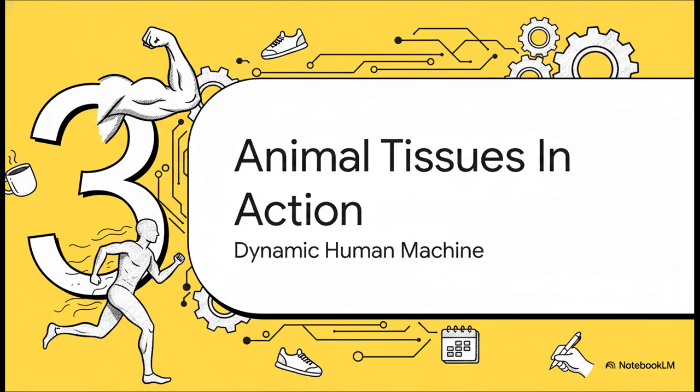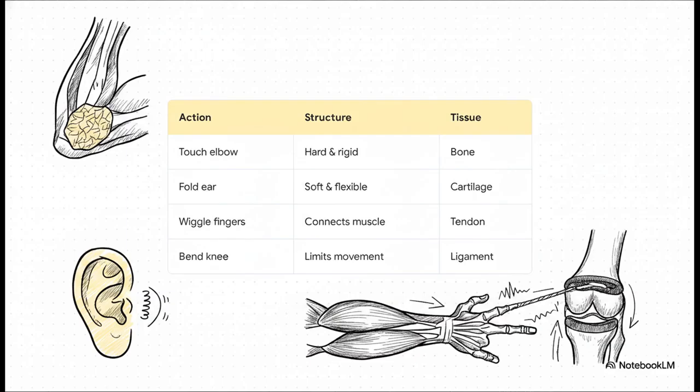Let's move on to Section 3, Animal Tissues in Action, and see how this biological machinery actually powers your daily life. I really want you to physically interact with this part of the explainer. Seriously, follow along with me here. First, just gently touch your elbow. You feel that hard, rigid structure giving you support?